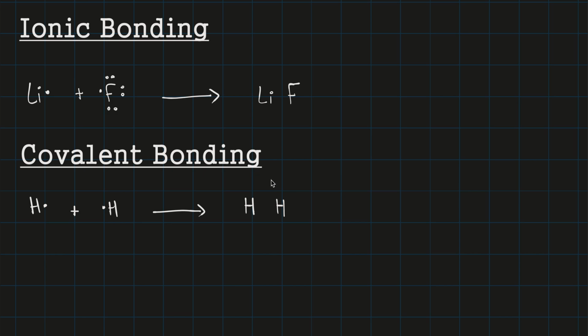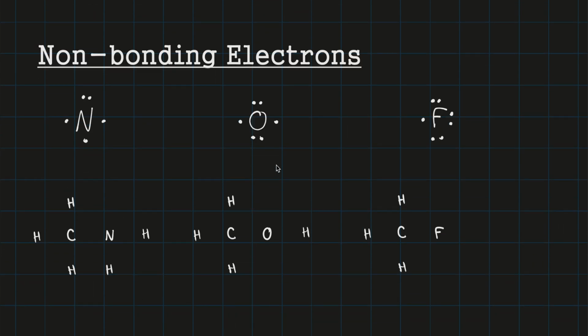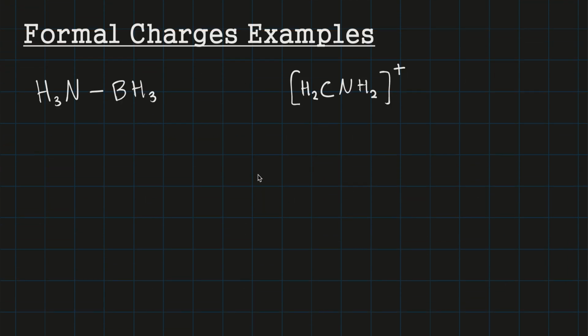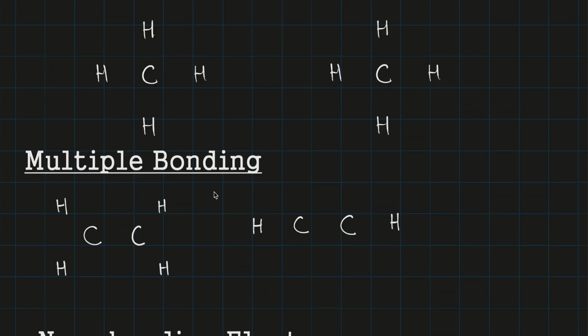So we're going to cover some of the basic examples of Lewis structures today in organic chemistry. But before we do that, we have to cover some of the fundamentals, and that includes the two types of bonds, how to draw them, especially when we have multiple bonds, non-bonding electrons, formal charges, and then we have our ionic structures. And so, let's get right to it.